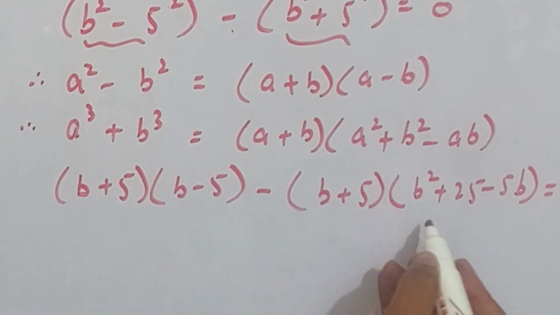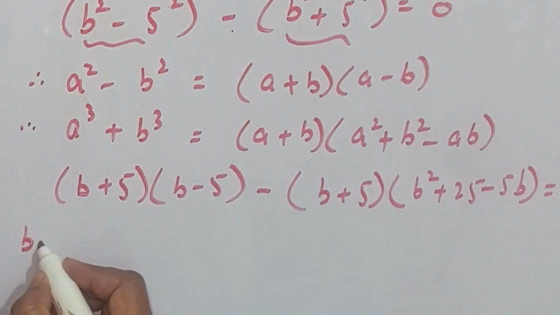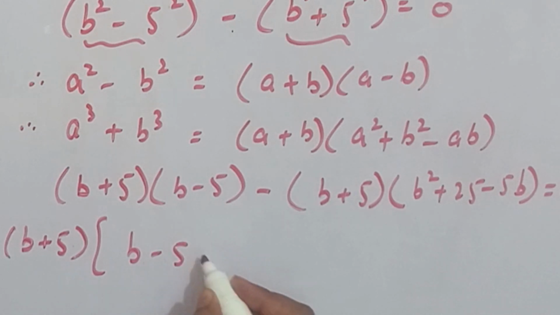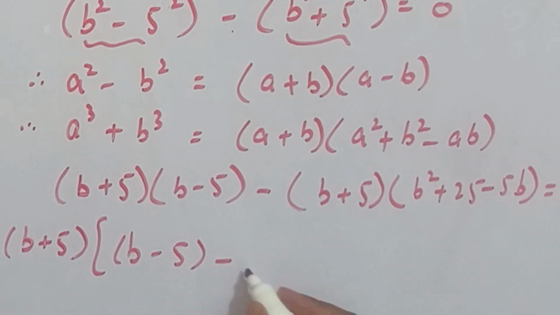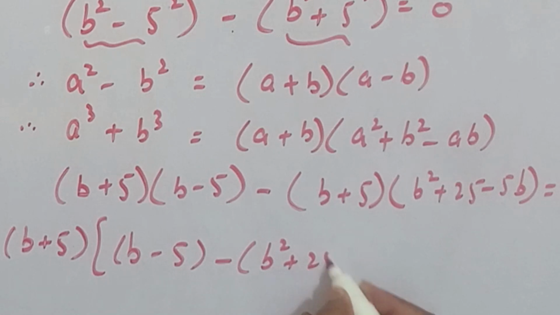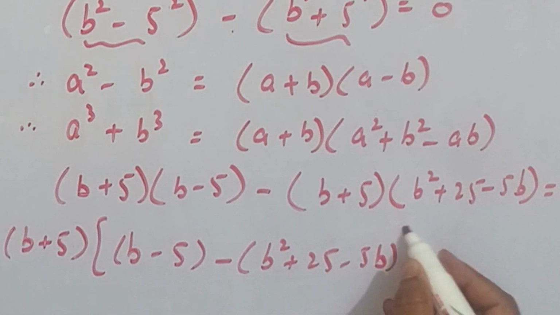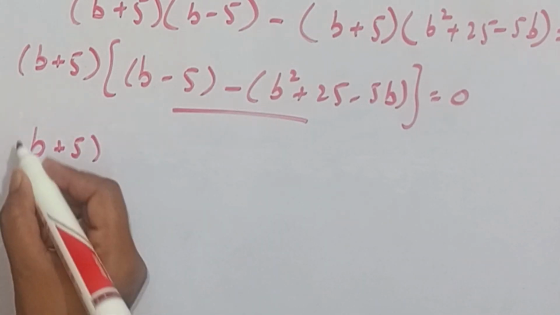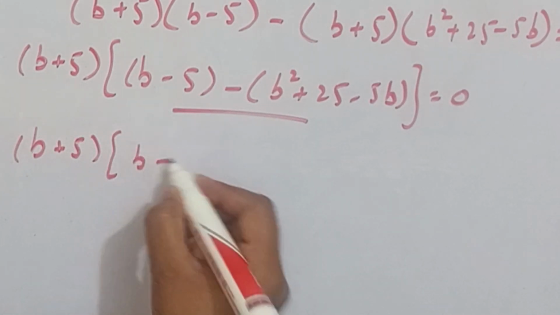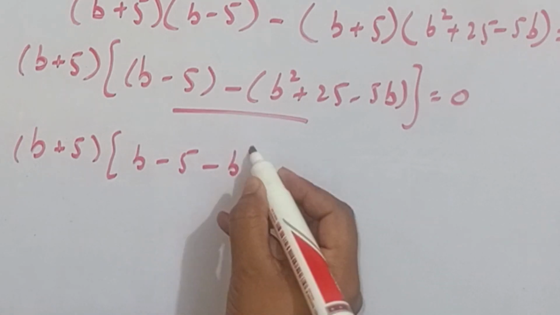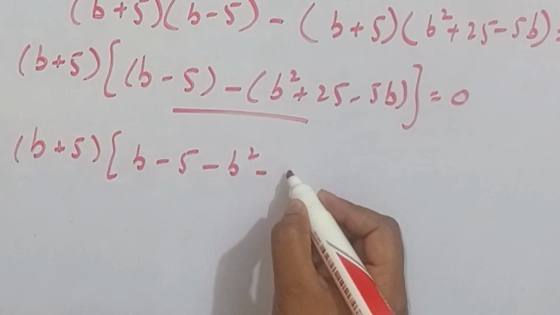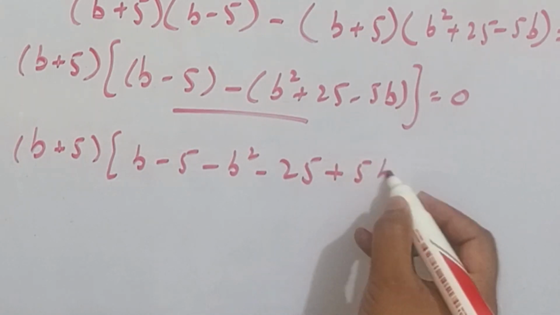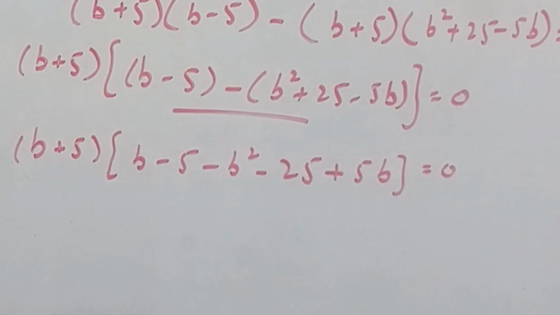Now b plus 5 is involved in these two terms, so we factor out b plus 5 and the remaining is b minus 5, and here remaining is b square plus 25 minus 5 times b. Now we expand, so this is b plus 5 multiply, this will become b minus 5, this is minus b square, this will become minus 25, and negative negative will become a positive 5 times b. This is equal to 0.